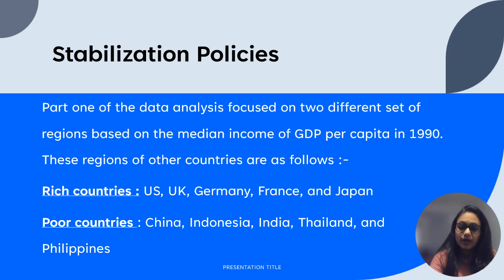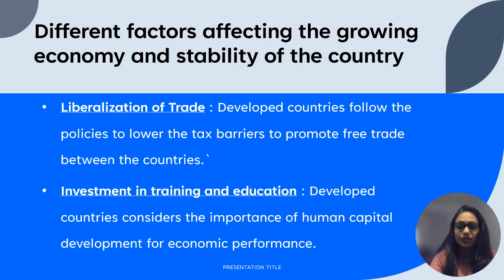So, the first part of our data analysis focused on two different sets of countries, which were the rich countries and the poor countries. So, rich countries included US, UK, Germany, France, and Japan. The poor countries included China, Indonesia, India, Thailand, and Philippines. And the bifurcation was done on the basis of the median income of GDP per capita in 1990. There were different factors which affected the growing economy and stability of a country. The first one was the liberalization of trade.